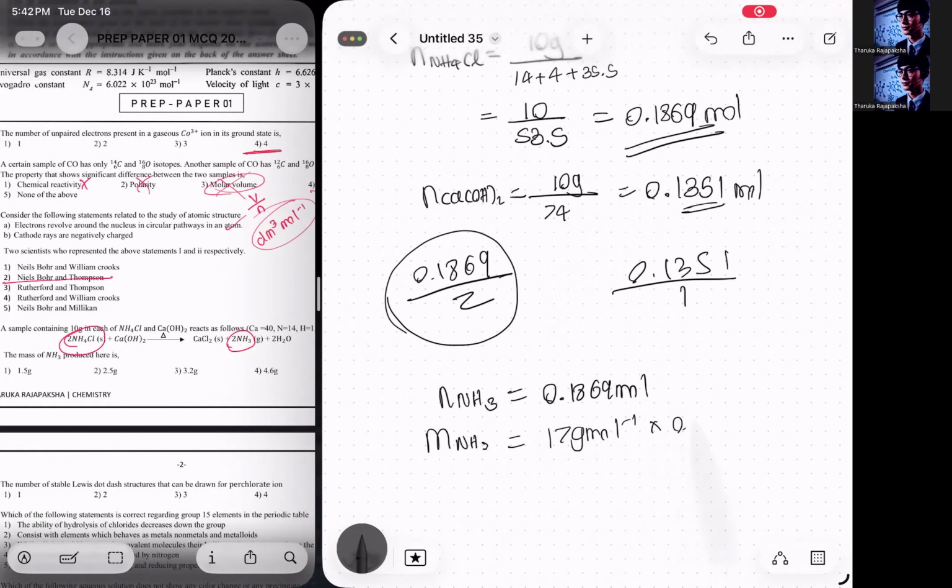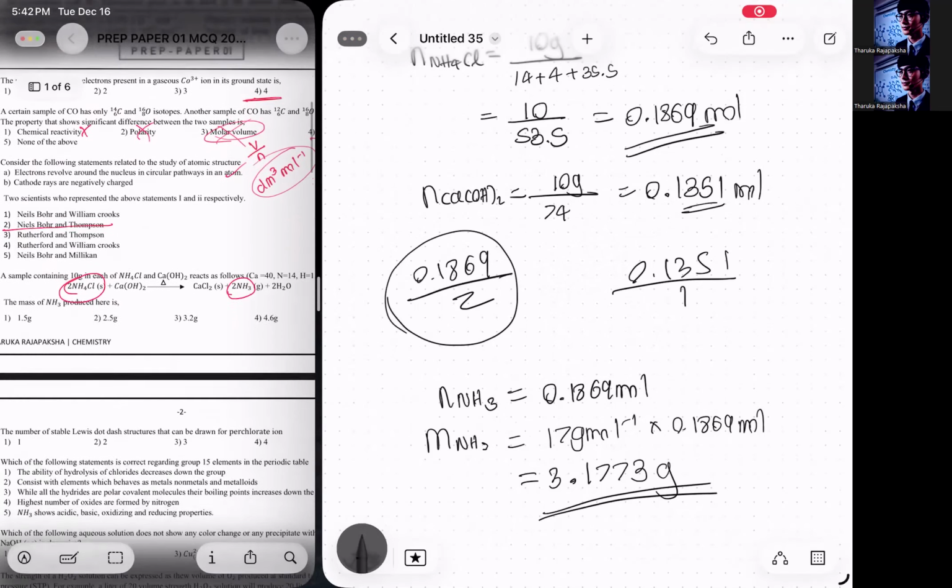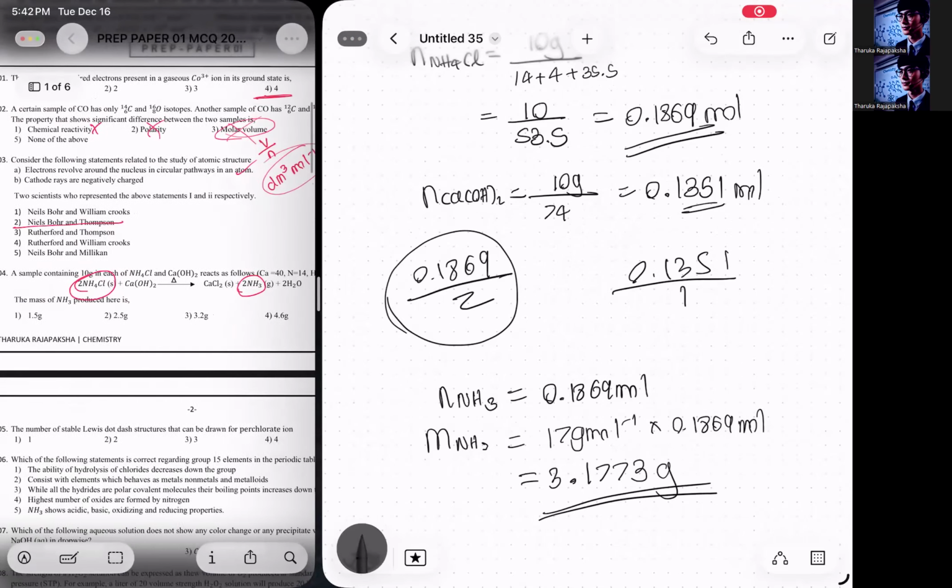multiplied by 0.1869 moles. So that's going to be 0.1869 multiplied by 17. That's 3.1773 grams. That's it. So that's going to be answer number 3.